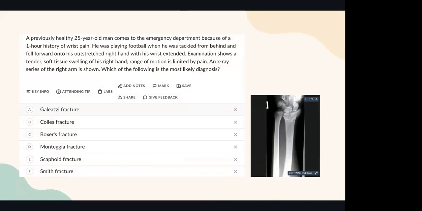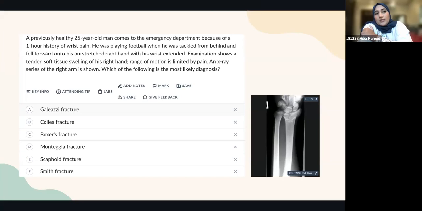A previously healthy 25-year-old man comes to the emergency department because of a 1-hour history of wrist pain. He was playing football when he was tackled from behind and fell forward onto his outstretched right hand with his wrist extended. Examination shows a tender, soft tissue swelling of his right hand. Range of motion is limited by pain. An X-ray series of the right arm is shown. Which of the following is the most likely diagnosis?